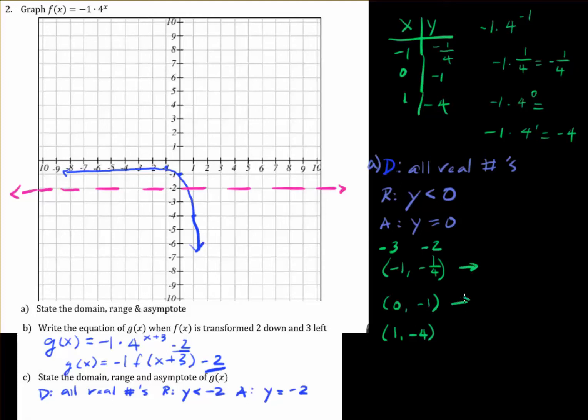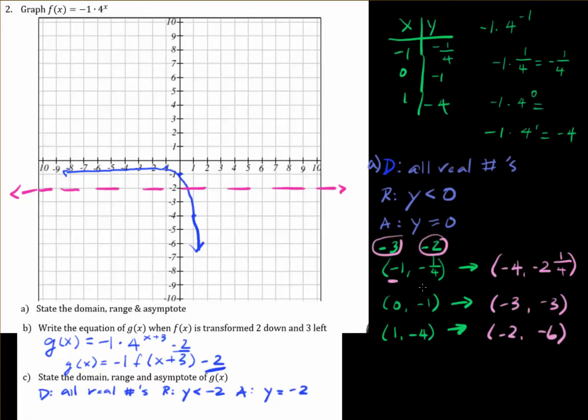So that means my new points are going to be -4, -2 and 1/4, and then -3 and -3, and -2 and -6. Okay, I'm just adding these numbers with these points. Okay, so let's go ahead and graph it.